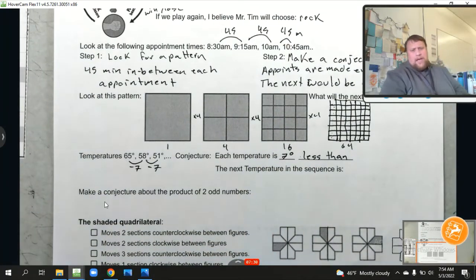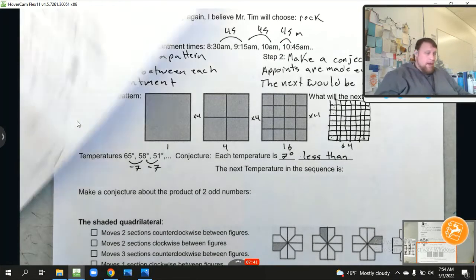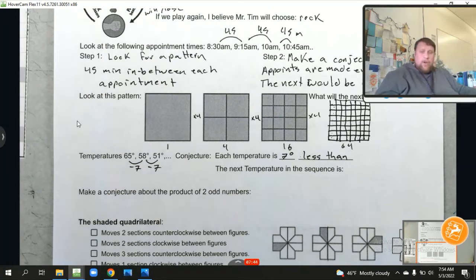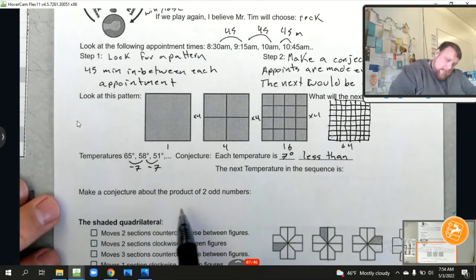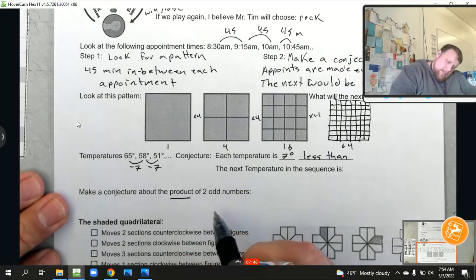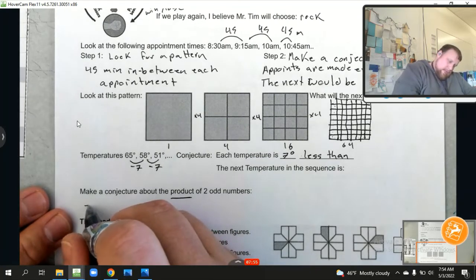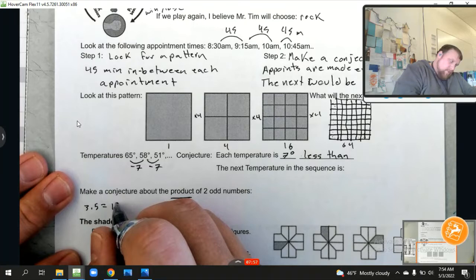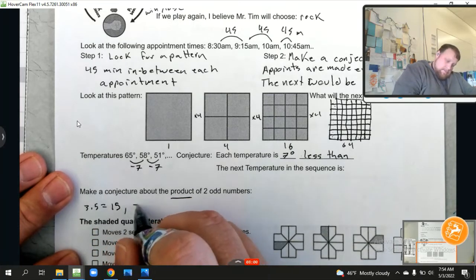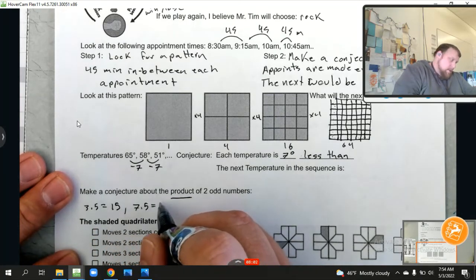Here's one right here. I want you to take a minute, make a conjecture about the product of two odd numbers. Okay, so how do I look for a pattern? Well, how about I start putting some examples down, right? So I'll create my own examples. If you want to find a pattern and you're not given anything to deal with, I can multiply. Product means multiply, right? So I'm going to multiply two odd numbers, any two odd numbers. What two odd numbers am I going to pick? Let's do 3 times 5. That's 15. How about 7 times 5? That equals 35.